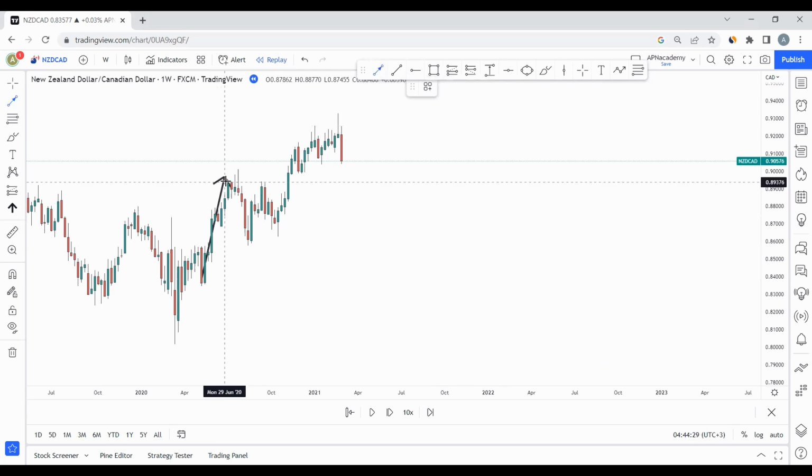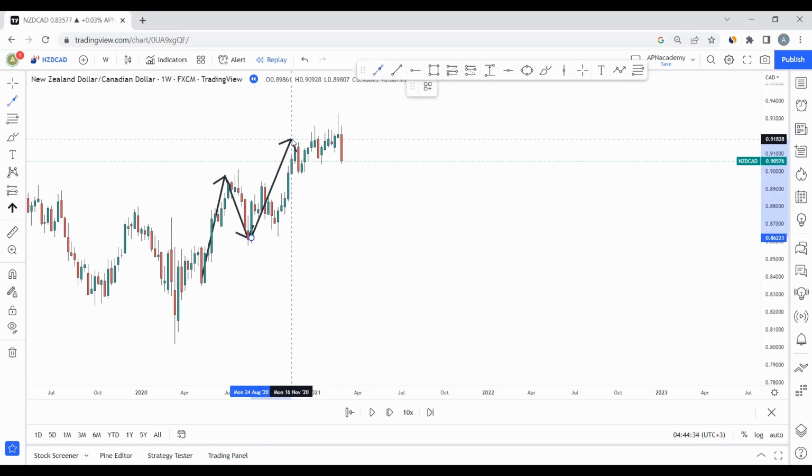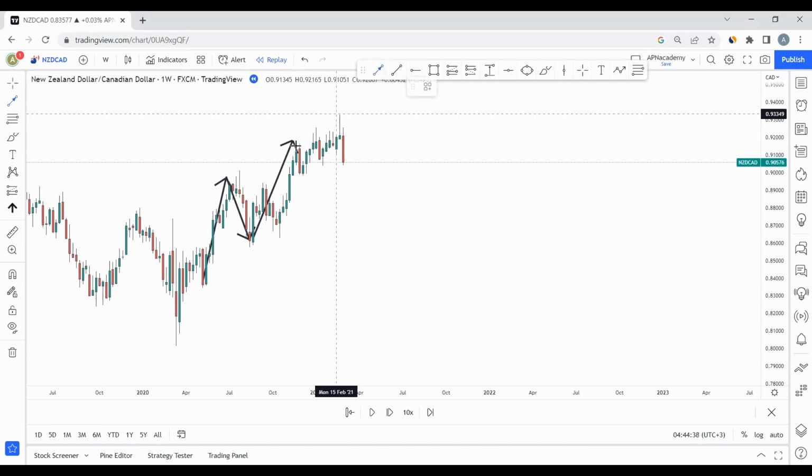Then it came and made this low here, right? Then it made a new high here. Then it made a low. Now, someone is asking, why didn't you consider other lows?